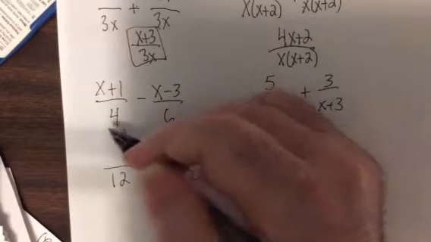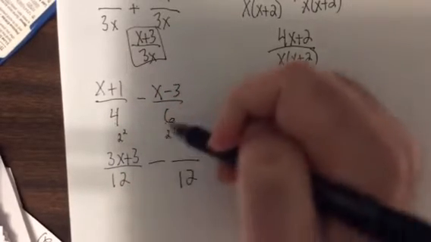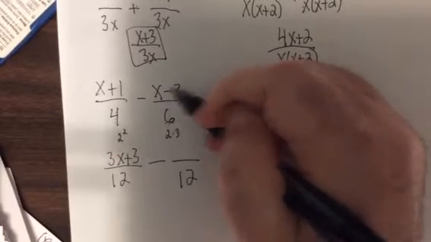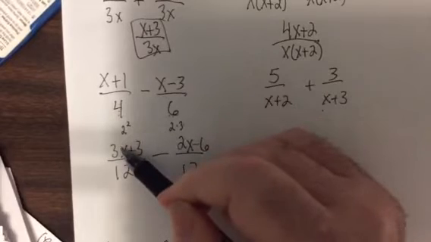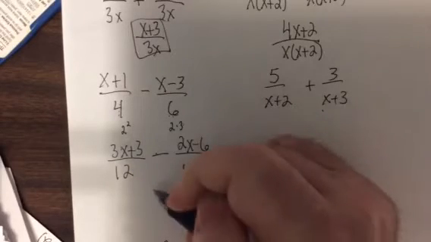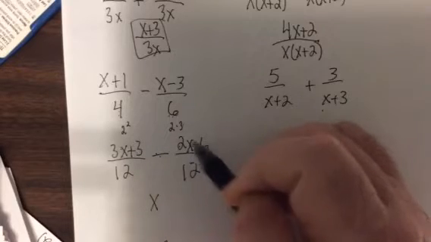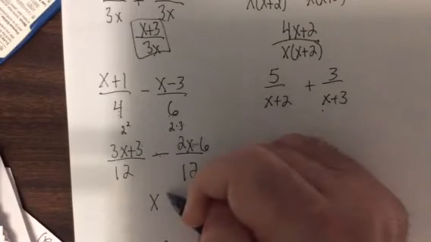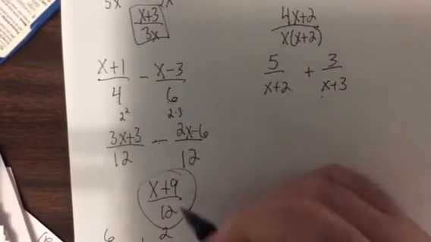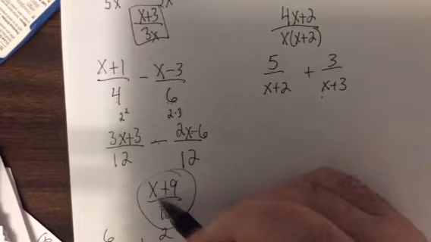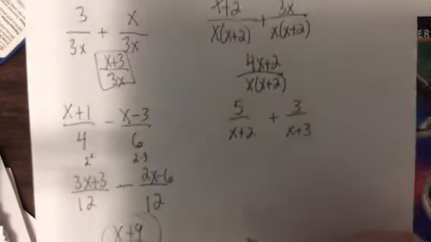So 4 times 3 is 12, so you distribute the 3 to the top because you have to do it to the top and the bottom. Here you multiply by 2, so it would be 2x minus 6. So now it's 3x minus 2x is x. 3 minus a minus 6 would be 3 plus 6 is 9, all over 12. And you can't reduce anything unless it goes into both terms. You can reduce with 9, but not with the x.